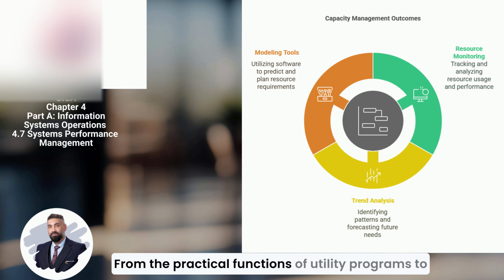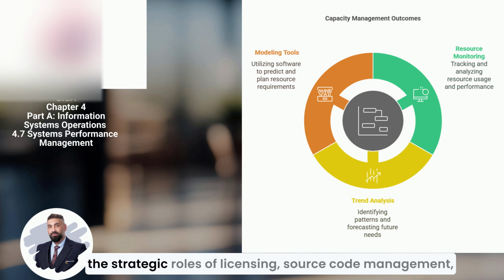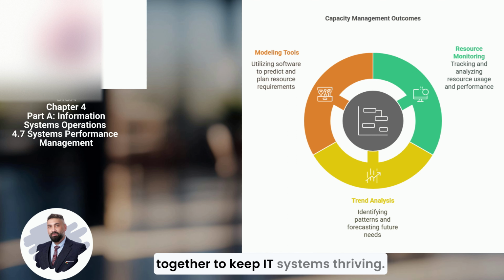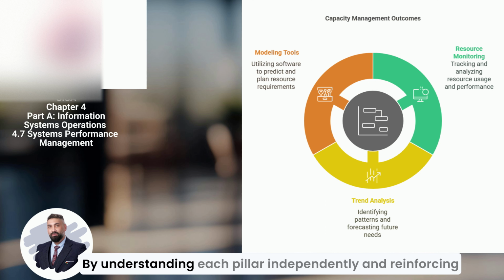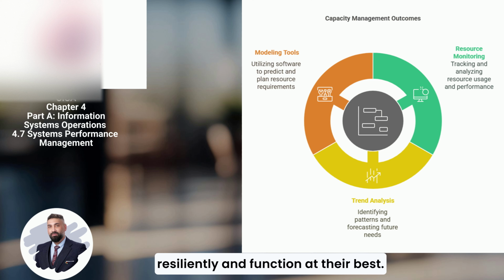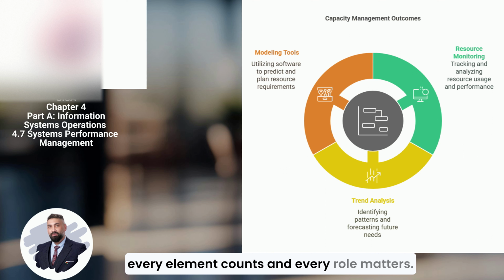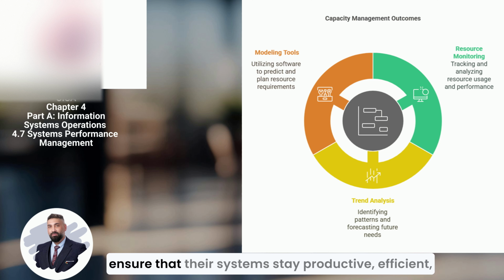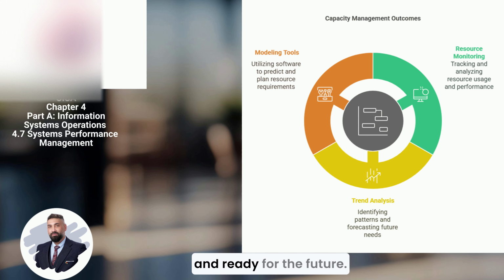From the practical functions of utility programs to the strategic roles of licensing, source code management, and capacity planning, each of these topics works together to keep IT systems thriving. By understanding each pillar independently and reinforcing them with proper controls, systems can stand resiliently and function at their best. What stands out in IT is this: every element counts and every role matters. By managing these pieces appropriately, businesses can ensure that their systems stay productive, efficient, and ready for the future.